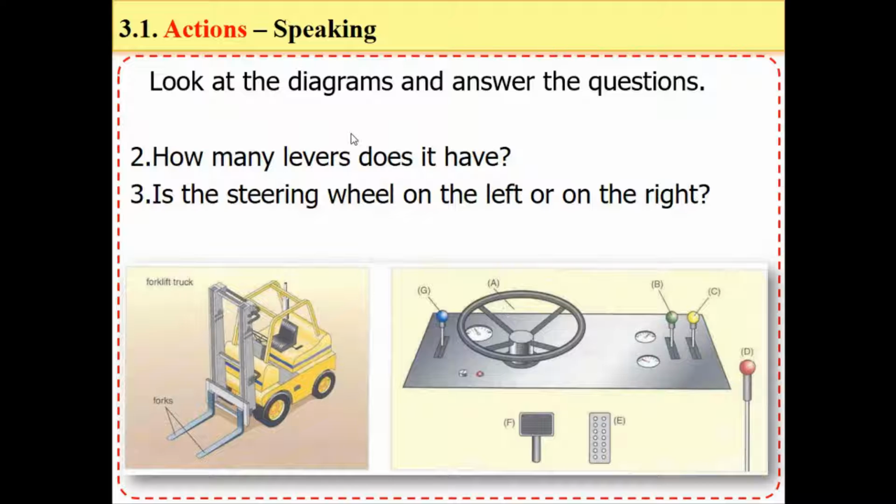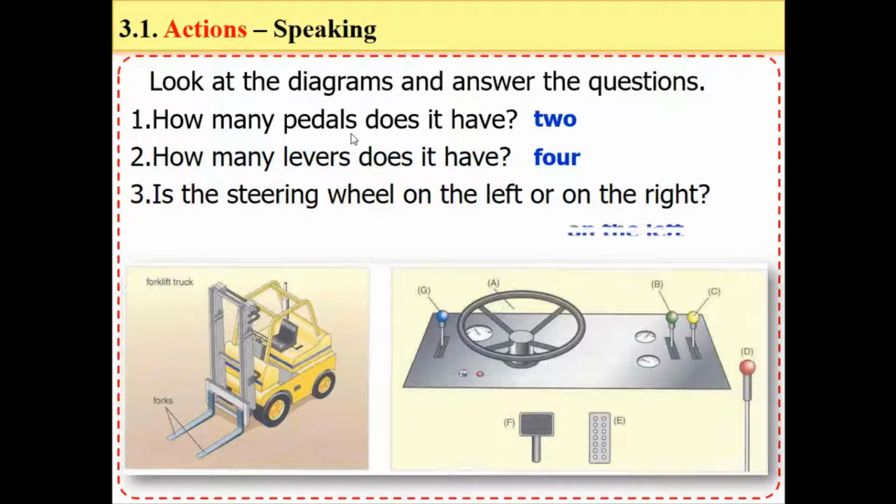And we move into speaking. Look at the diagrams and answer the questions. How many pedals does it have? How many levers does it have? Is the steering wheel on the left or on the right? The answer: How many pedals does it have? 2. How many levers does it have? 4. Is the steering wheel on the left or on the right? On the left.